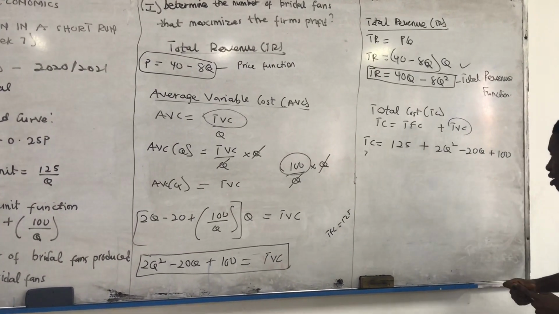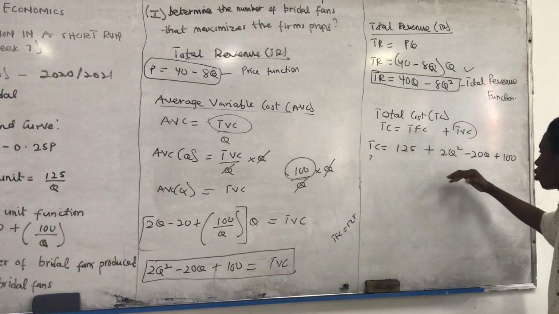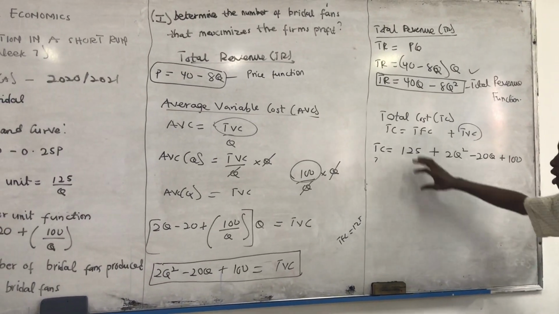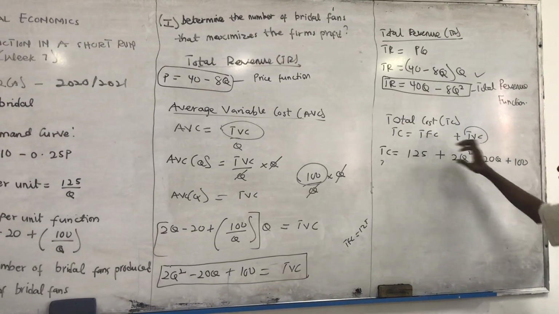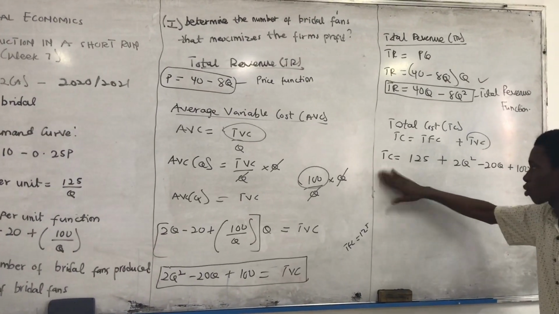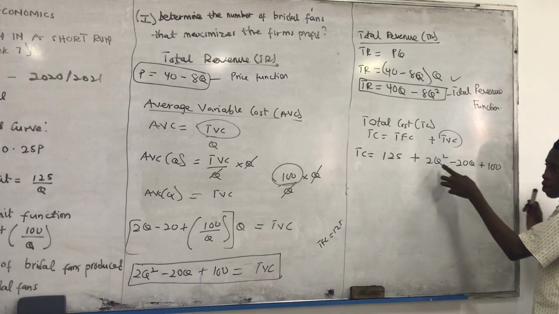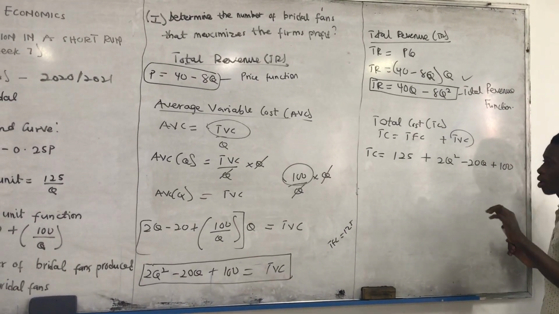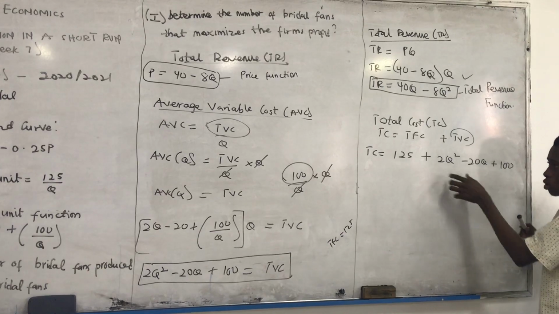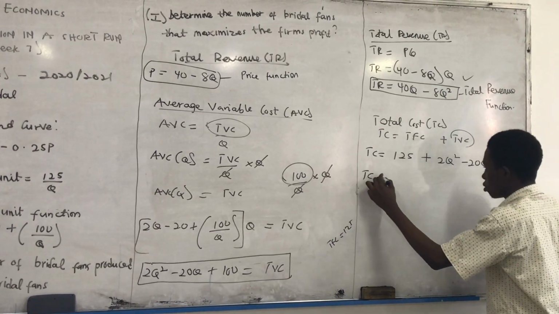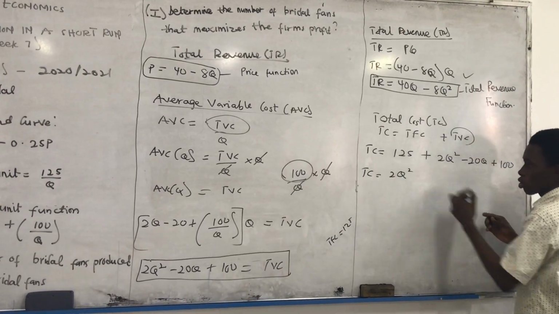Now you first check: is there any variable that looks common here, or do we have actual numbers here? Then you add them, and you get the actual total cost. We have 2Q squared. We have Q. Q squared is not the same as Q. So let's bring back our 2Q squared.